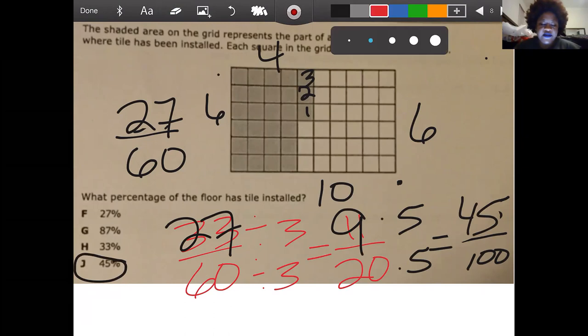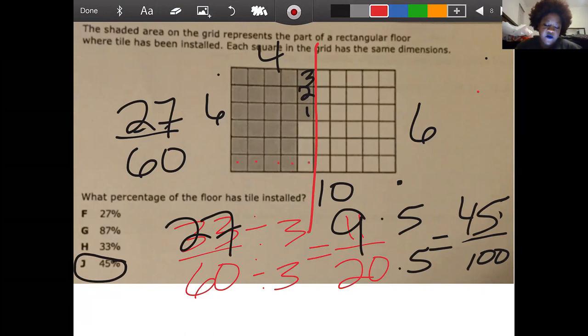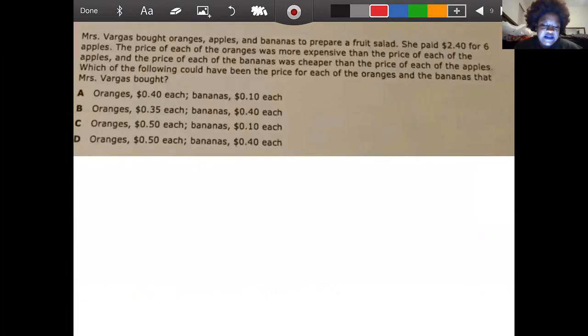Now, another way I could have used just basic common sense, I could have split this in half. So 1, 2, 3, 4, 5. 1, 2, 3, 4, 5. And then I would have known that it couldn't have been G. So I could have crossed off G because that's more than 50%. And then which one is close to 50%? Because honestly, it's almost half shaded. And 45 is the closest one to 50. So I could have also used math common sense to figure it out. Okay. All right. Last one.